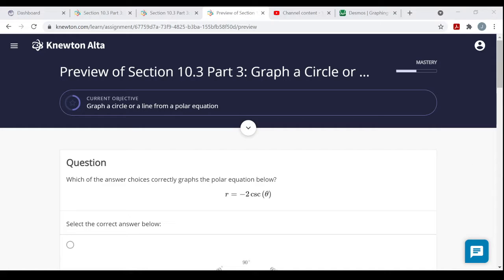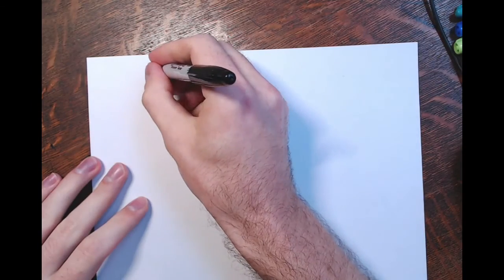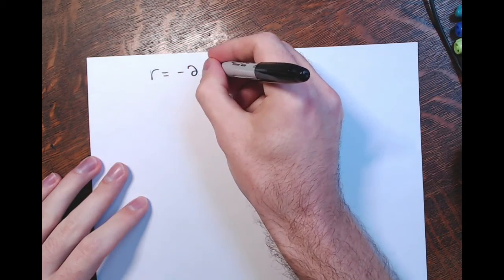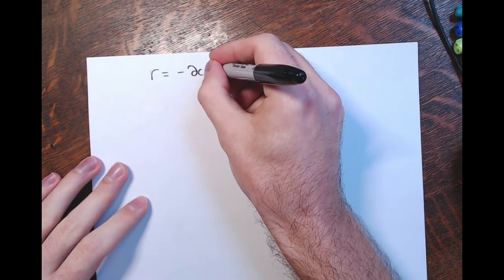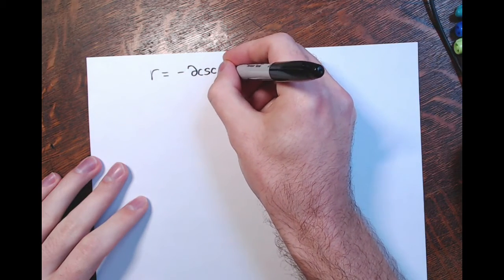I'm going to write this down. We have r equals -2 times the cosecant of theta. So let me write this out: r equals -2 times the cosecant of theta.